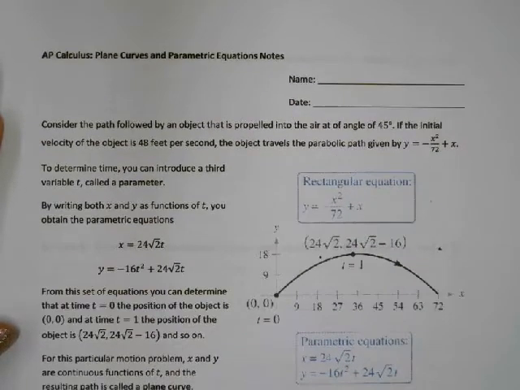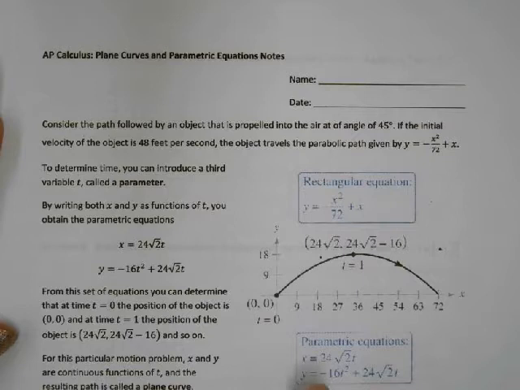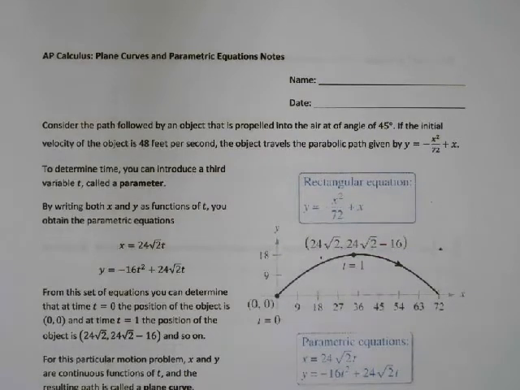So when we look at this, we're seeing two pieces of information. We're seeing the height of the object, and we're seeing the distance that it's traveling. Now, to determine the time, so to say what time the object is at that height and at that distance, we can introduce a third variable t called the parameter.